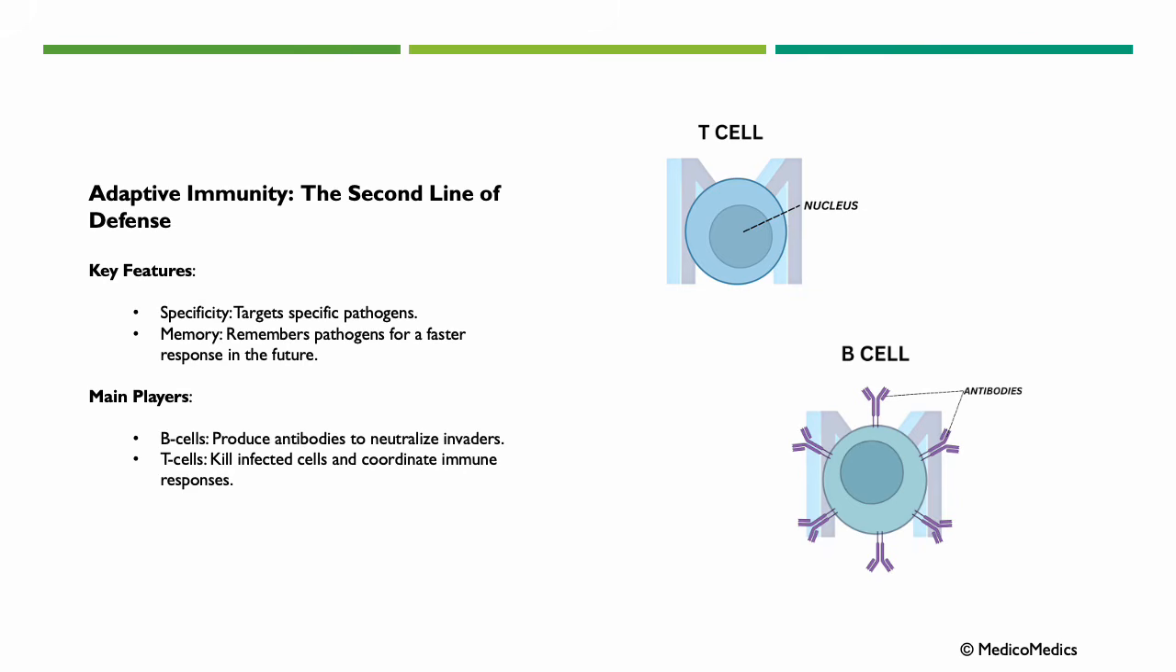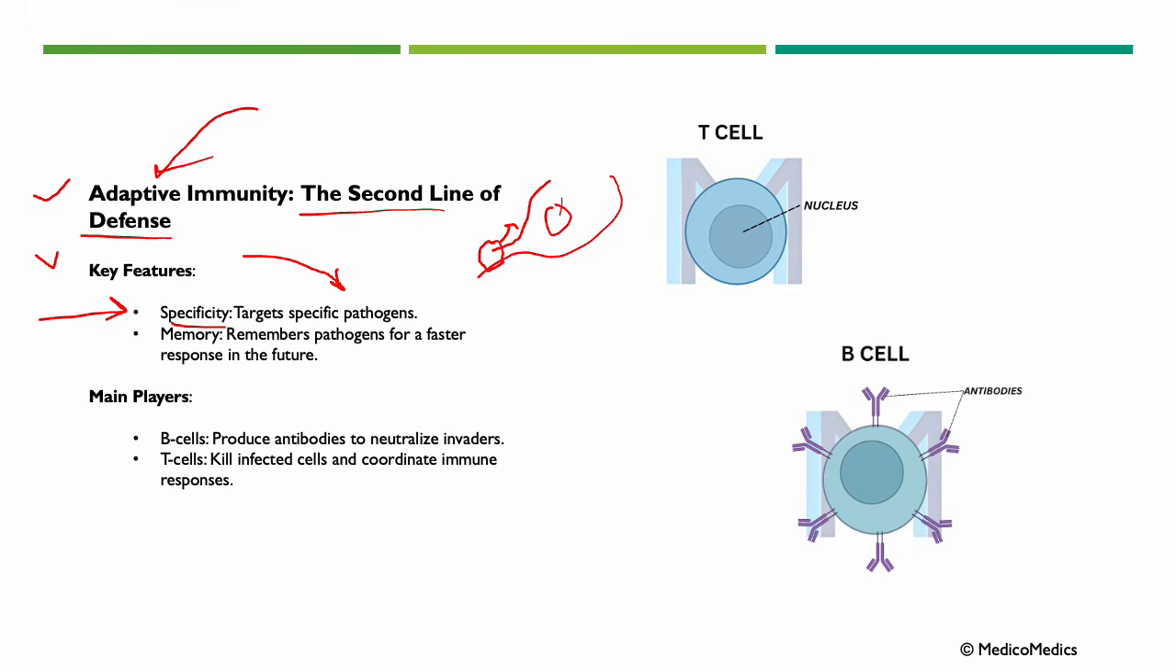Now, the second type is adaptive immunity. And the name is very suggestive because it's adaptive. So it adapts to something. It learns, let's say. And this is our second line of defense. Key features here include specificity. It targets specific pathogens. In comparison to our innate immunity, where our immune cells are up and about, they notice a pathogen, and then they may get activated to engulf and destroy it. But they are not specifically targeting anything, compared to our adaptive immune system, where these cells target specific pathogens.